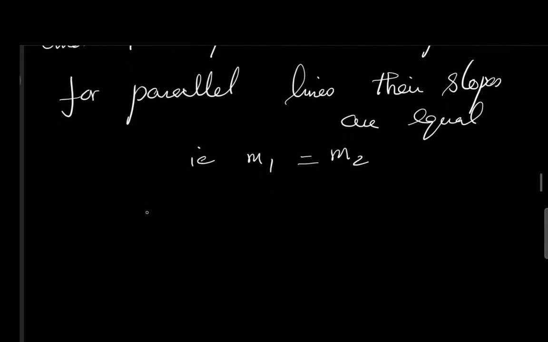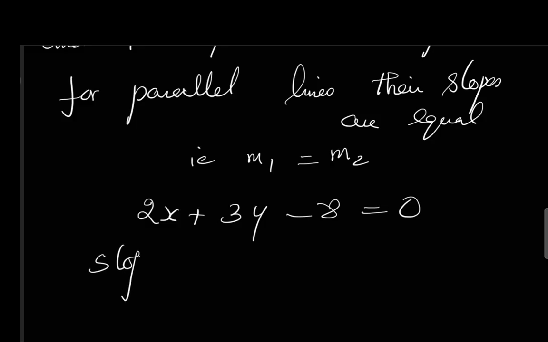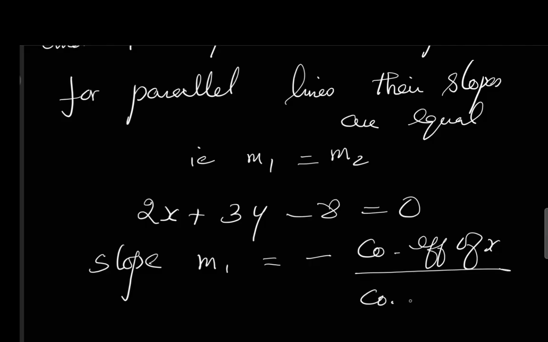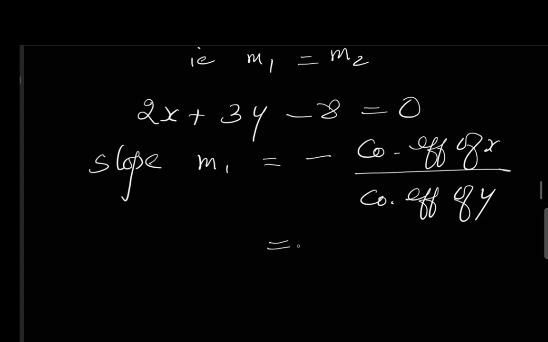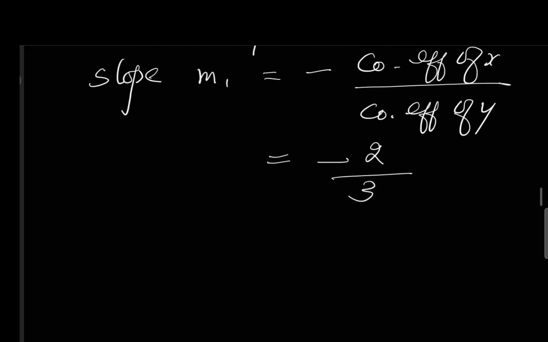Let me take the first line, 2x plus 3y minus 8 equal to 0. So slope m1 is equal to minus coefficient of x divided by coefficient of y. So minus coefficient of x is 2 and coefficient of y is 3. So minus 2 by 3. So you keep it as it is.